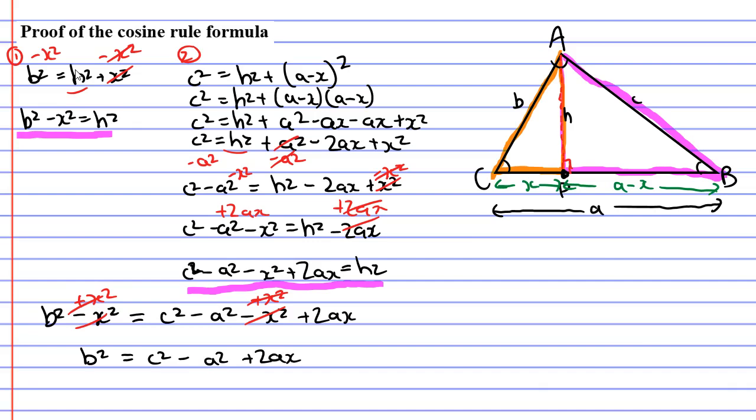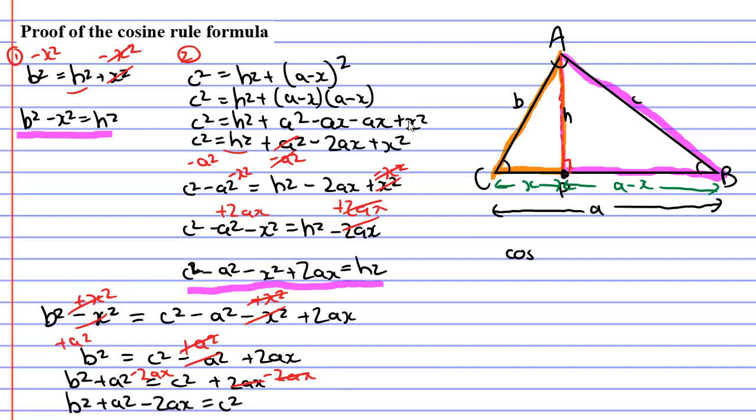I want to rearrange it a bit more because I want it to be in terms of C squared. So I'm going to add the A squared on both sides, giving me B squared plus A squared equals C squared plus 2AX. I'm now going to subtract 2AX on both sides, giving me B squared plus A squared minus 2AX equals C squared, because the 2AX has been cancelled.